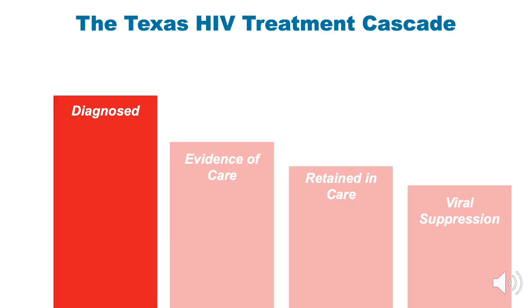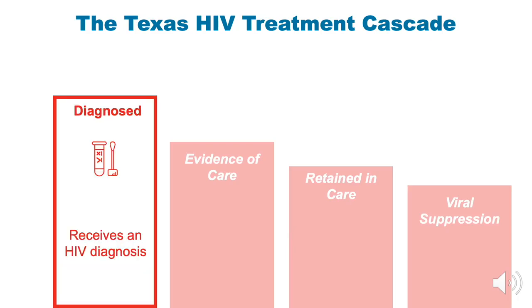As mentioned in earlier presentations, anyone who receives an HIV diagnosis has that test result reported to the Texas Department of State Health Services. Everyone who has received an HIV diagnosis and is living in Texas is represented in this bar.